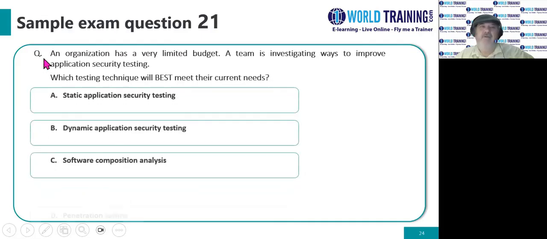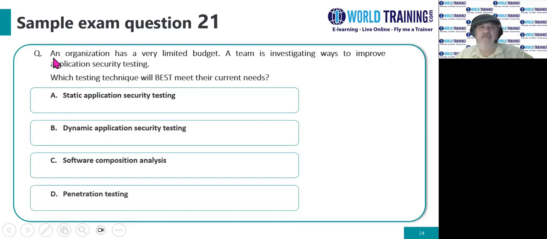All right, question 21. We're now into the back half of this sample paper. An organization has a very limited budget. A team is investigating ways to improve application security testing. Which testing technique will best meet their current needs?